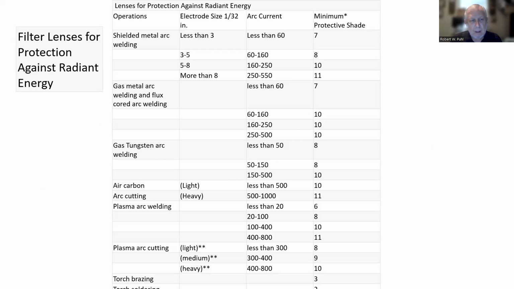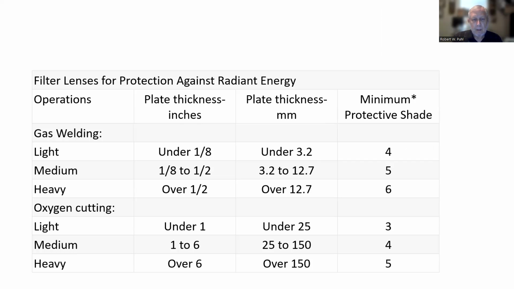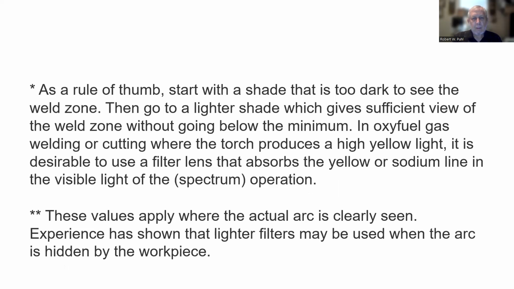And when they're talking about radiant energy, they're basically talking about welding and cutting, plasma cutting, torch brazing, all that type of thing. And there are your different protective shades for the thickness against the filter lenses. As a rule of thumb, start with a shade that's too dark to see the weld zone. Then go to a lighter shade, which gives sufficient view of the weld zone without going below the minimum.